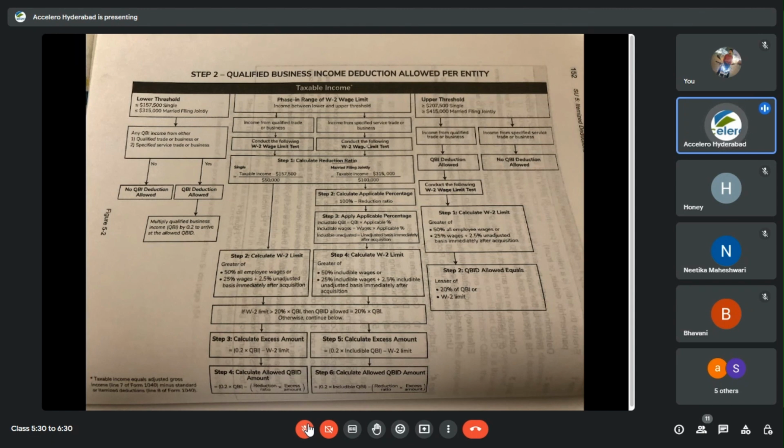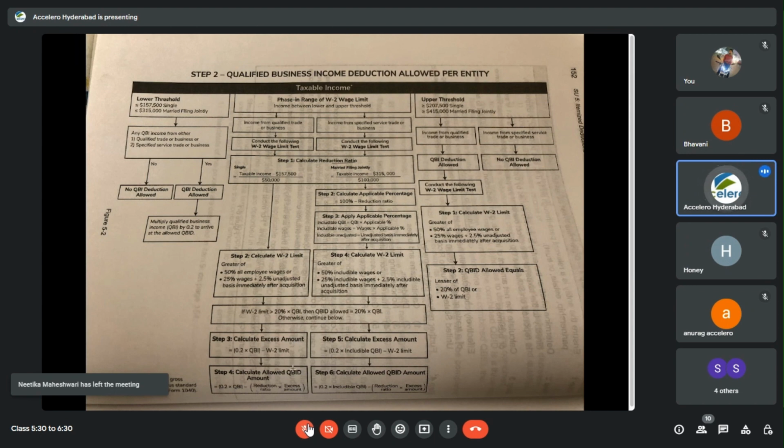The phase-in range is very important here, because here the deduction is getting phased out. So here we will see what the W2 wage limit test is. We have to do the W2 test, whether W2 is issued or not. So is there payroll or not. Then a certain applicable percentage will apply. Then we take the W2 limit and certain formulas they apply, and based on that QBI will be calculated. It may not just be 20%. These are all the steps we need to follow. So there has to be a W2 wage limit test.